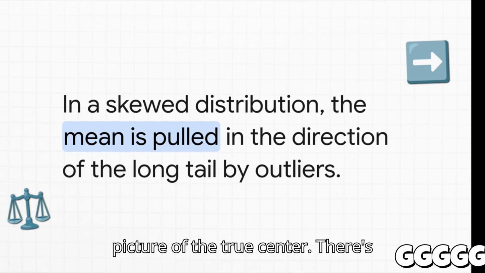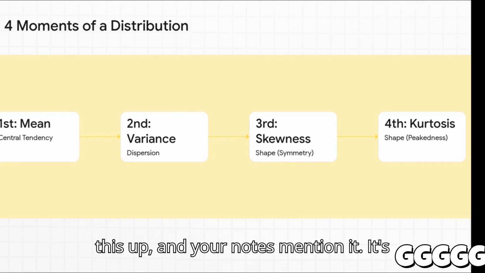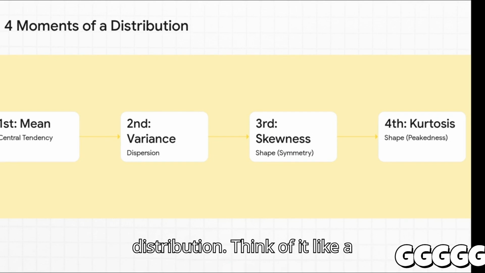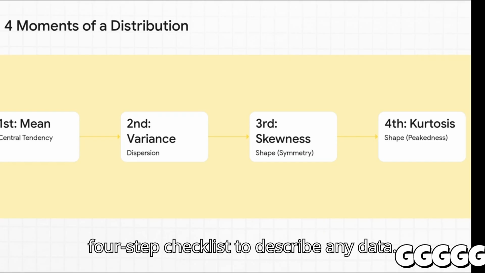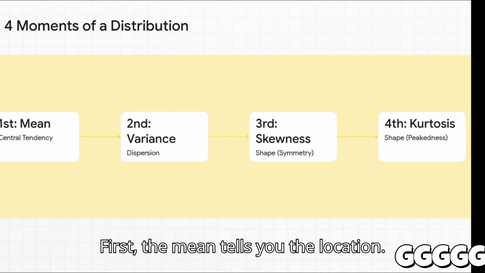of the true center. There's actually a pretty cool way to wrap all of this up, and your notes mention it. It's called the 4 moments of a distribution. Think of it like a 4-step checklist to describe any data. First, the mean tells you the location.